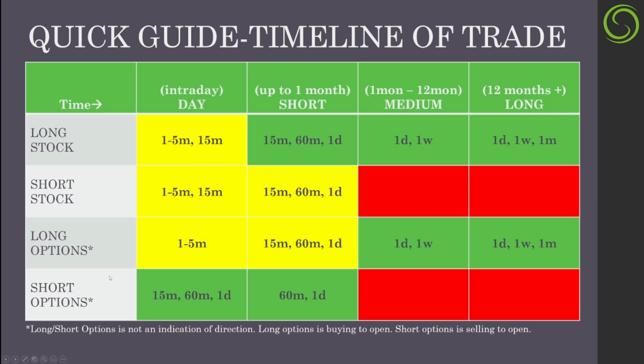This also does not take into account combinations such as verticals, butterflies, condors, pretty much anything like that. So it's not talking about any kind of combinations. We're just talking about a single position. Are we buying it or are we selling it to open?